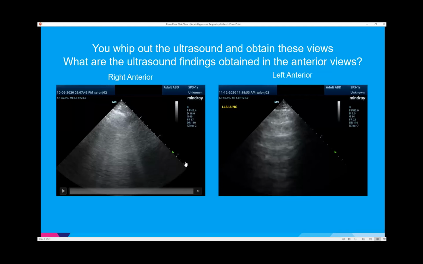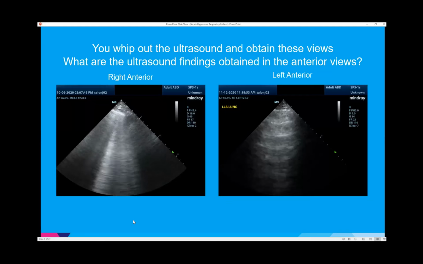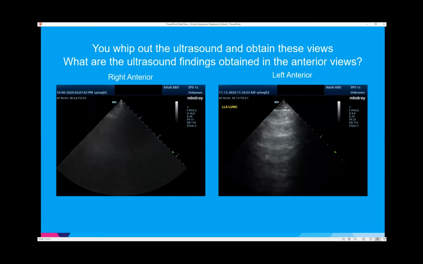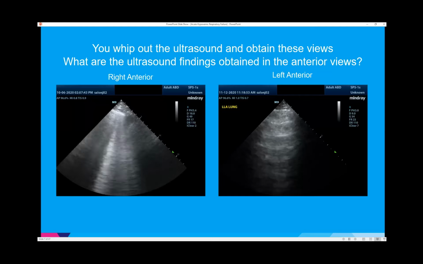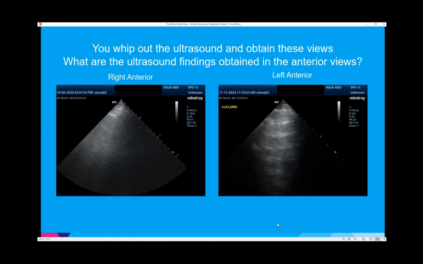So these are anterior lung fields. This is the right anterior, and you guys can see the video. Jacqueline, I'm looking at you. A thumbs up if the video is working well. Yeah, we can see it. So that's the right anterior. This is the left anterior.